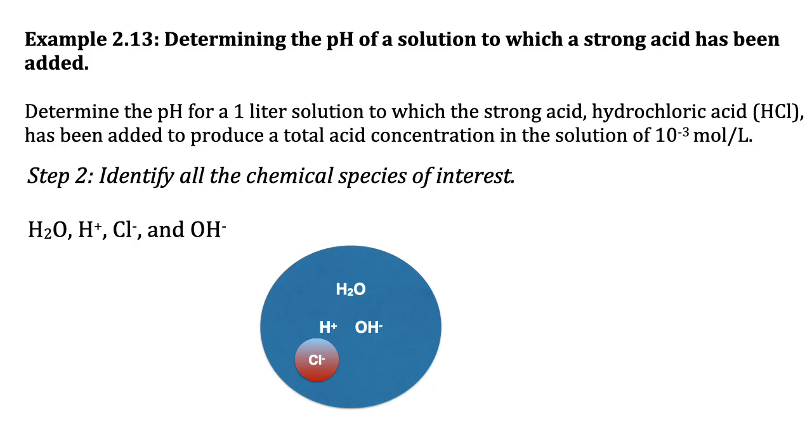That means we've added some of it to the H plus that was already there from the dissociation of water. And in addition, the only other ion we've added is the negative ion of the chlorine. And again, the total concentration of acid that we've added is 10 to the minus 3 moles per liter. So in our species list, we have water, the hydrogen ion, the chlorine anion, and the hydroxide anion.